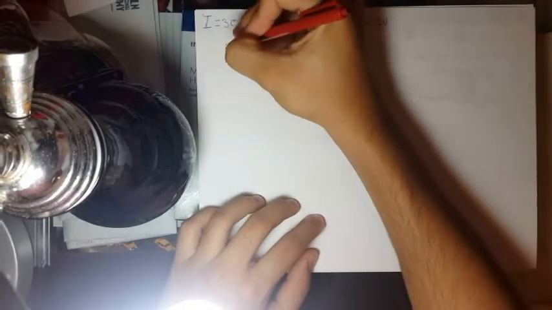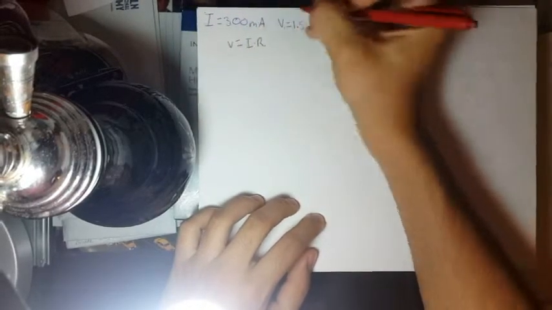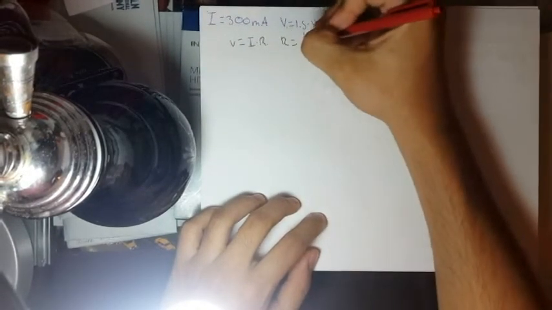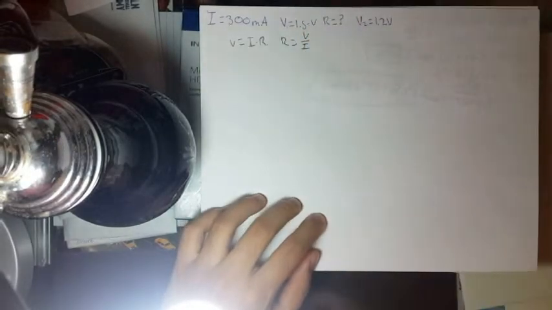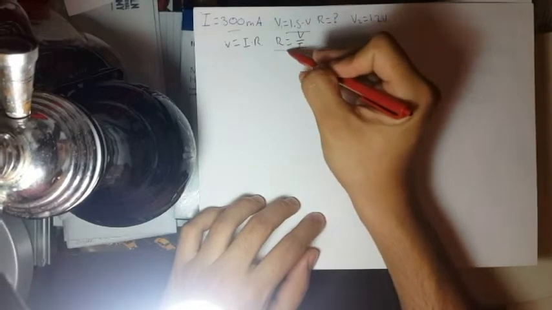So in order to solve this very simple problem, we're just going to have to use Ohm's law, which, as we said before, is voltage equals current times resistance, or resistance equals voltage over current. So for the first part, they already gave us the current and the voltage. They just want us to find resistance.